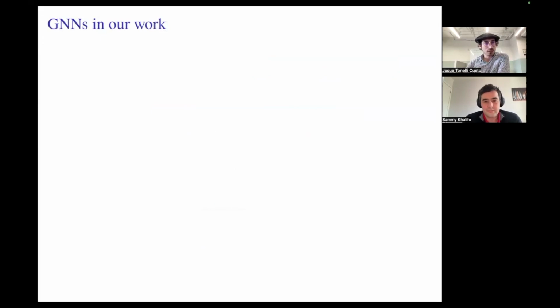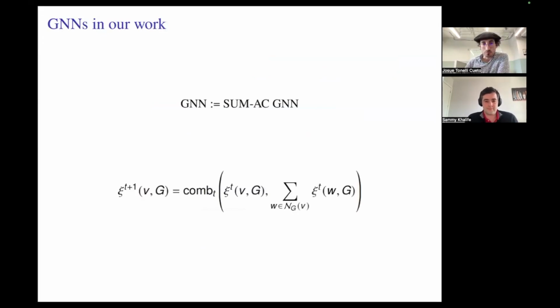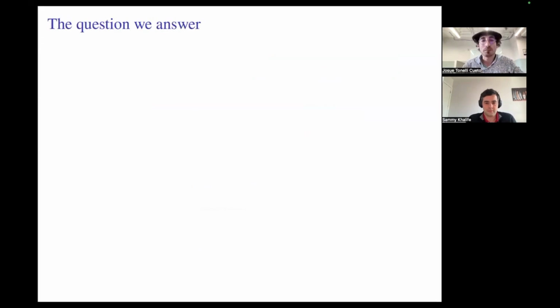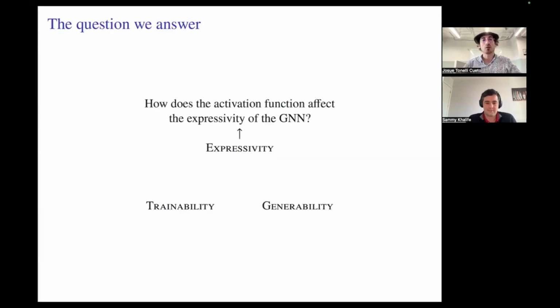What do we mean by GNN in our work? We will mean a sum aggregation combination GNN. We add the signals on the neighbors of the vertex, then we combine this sum with the signal of our vertex using a combination function, which is a neural network. And among the three main topics, expressivity, trainability, and generalizability, our question focuses on how does the activation function affect the expressivity of the GNN?